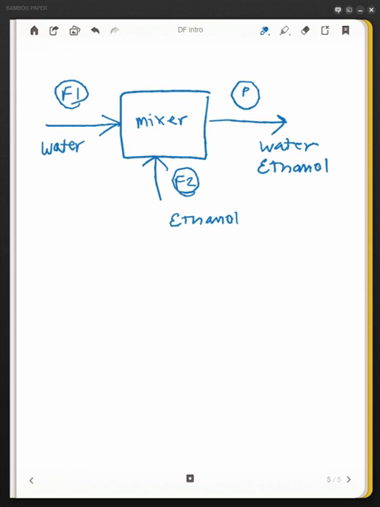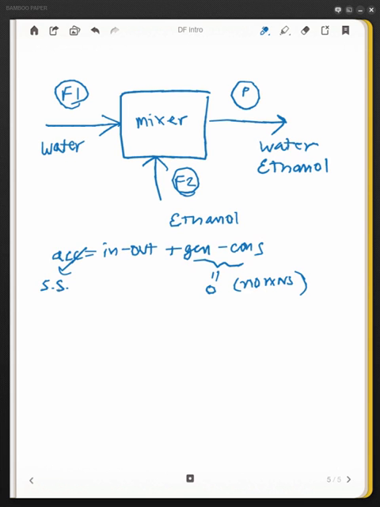So, again, if we assume that, first of all, there's no reactions going on, and if we assume we're at steady state, accumulation is going to equal 0. So again, we have in equals out. So the mass balance equations that we can write for this are what?